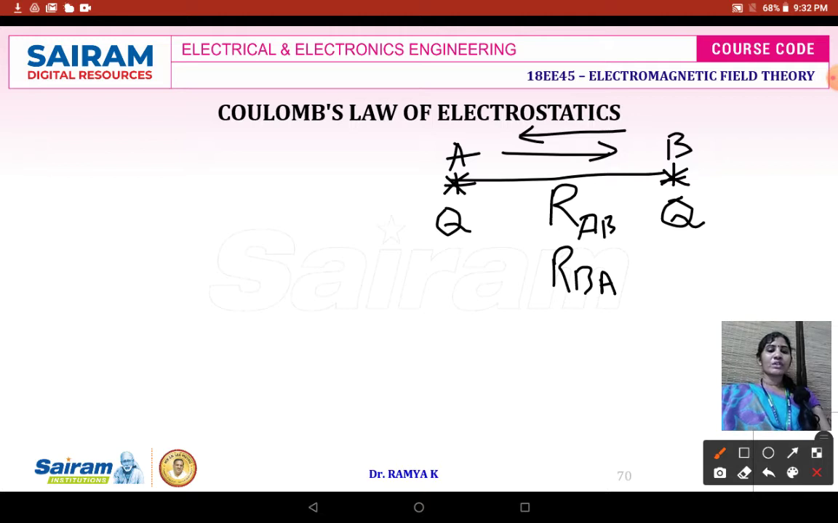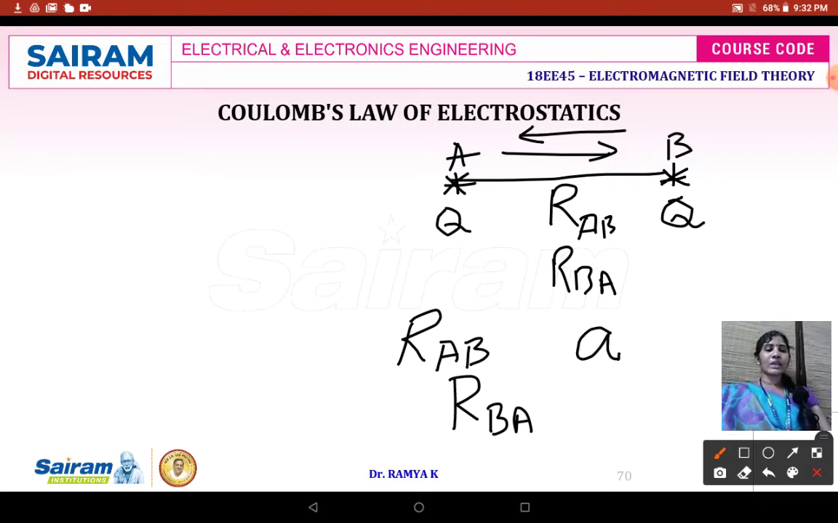If the vector is going to travel from A to B, I can write the distance vector as r_AB. Suppose the vector is going to travel from B to A, I can write it as r_BA. It is your distance vector. The unit vector is represented with the letter a. Similarly, if the vector is going to travel from A to B, it is a_AB. If the vector is going to travel from B to A, then it is the a_BA vector.